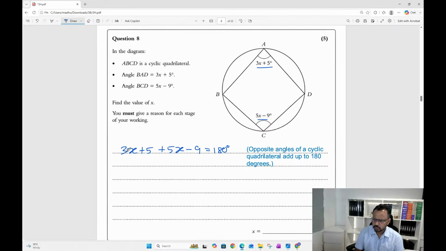Now, what do we do? Just get the like terms. 3x add 5x is 8x. Take away 4 because that is equal to 180 degrees. Move it to that side and you can just solve it.